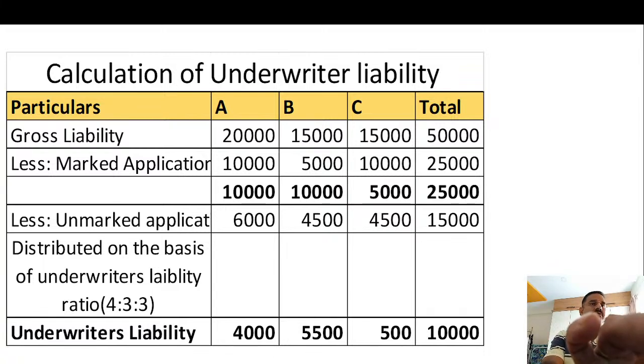Many students, which I have seen in my classes also, make mistakes in distributing the unmarked applications. So first you have to know the gross liability ratio, then on the basis of the gross liability ratio you have to distribute the unmarked applications. This is a simple and very easy question, and easily you can get the 5 marks. So let's see the next.